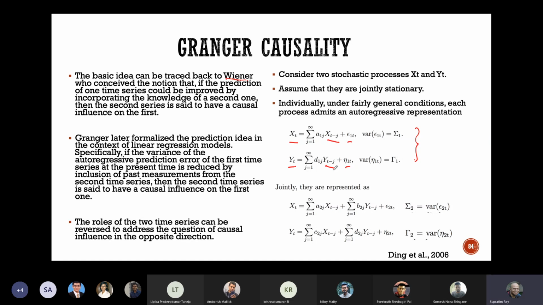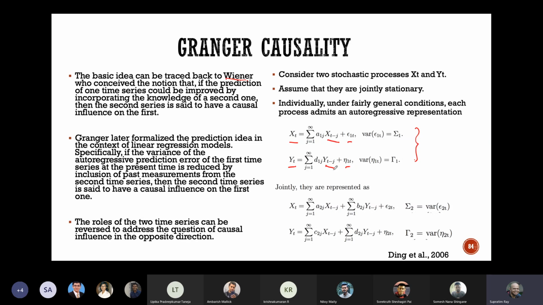However, now I make another model where xt depends on not only past values of x, but also past values of y. Same with y, past values of x and past values of y. So in this case also, I can estimate A, B, C, D using some standard methods, and then I will have error in the estimate. Now it's sigma 2 and gamma 2.